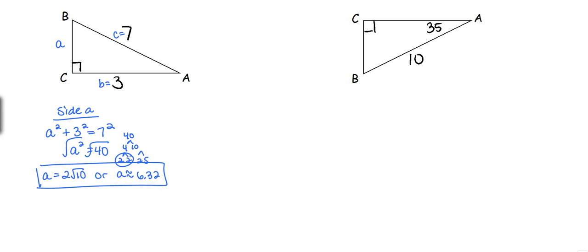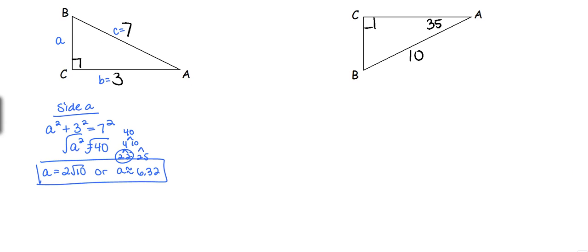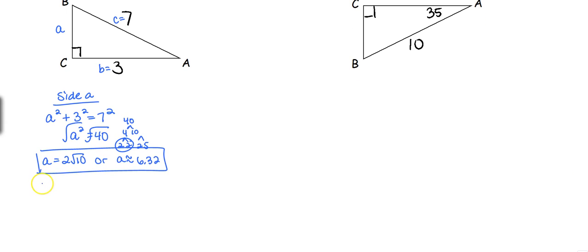We have our side A. We're not going to use that as much as possible because I want to use the values given to me. So I have all 3 side lengths now. Now I want to find my 2 missing angles. I need angle A and I need angle B.